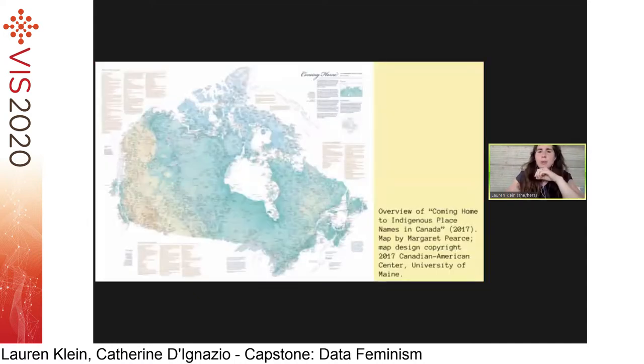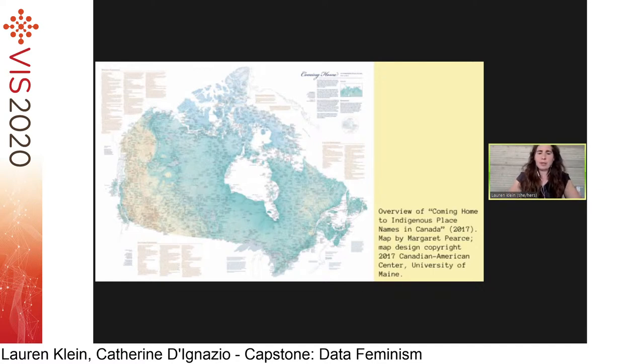So I just want to close with one last example of using what seems to be a conventional map and place name layout, but is actually incredibly intentional in terms of how the power that comes with this particular map is deployed. This is a map created by Margaret Pierce. She's a cartographer and member of the Citizen Potawatomi Nation. And she actually spent 15 months collecting indigenous place names from First Nations, from Métis and Inuit peoples. And she places them on a map of the landform of what we would recognize as Canada.